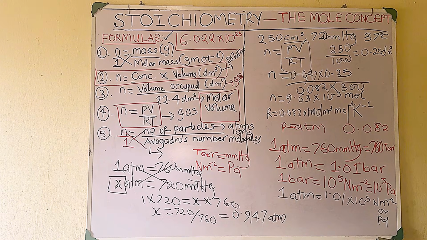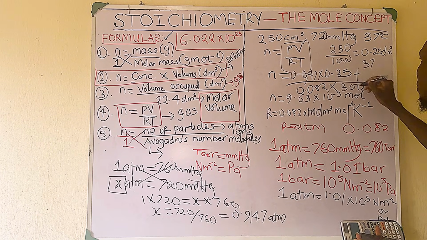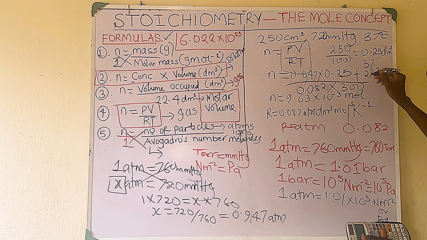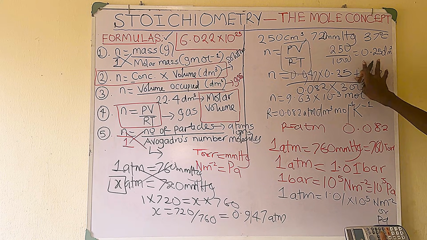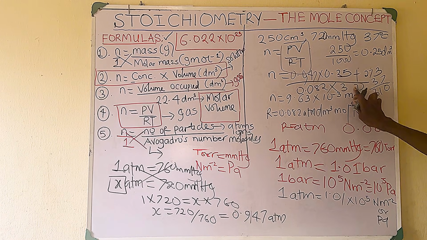And oh, this is 37 not 27. So you must be very careful actually. I'm just in a hurry. I want to just solve these things very fast. So 37 plus 273 is going to give you 310, not 300. So if you change this to 310, let's quickly just do it with 310.